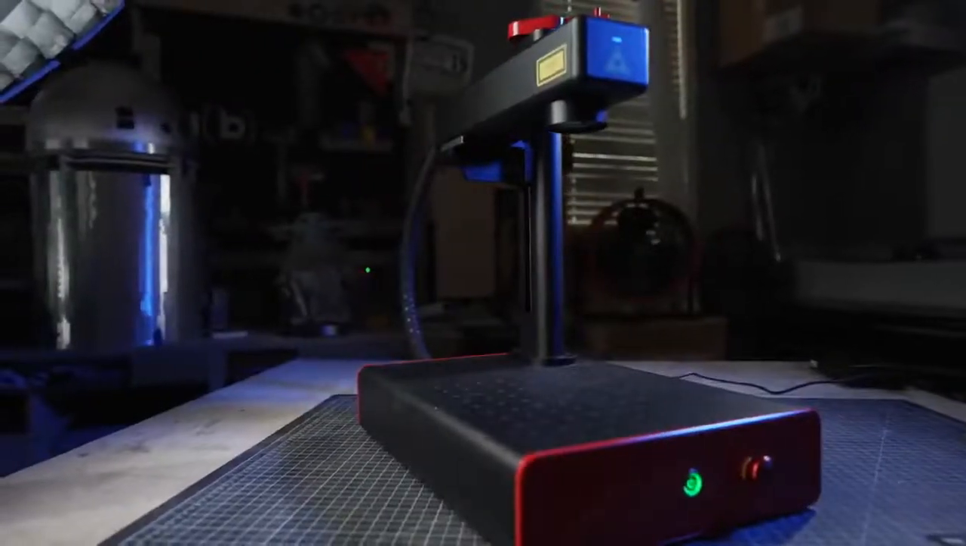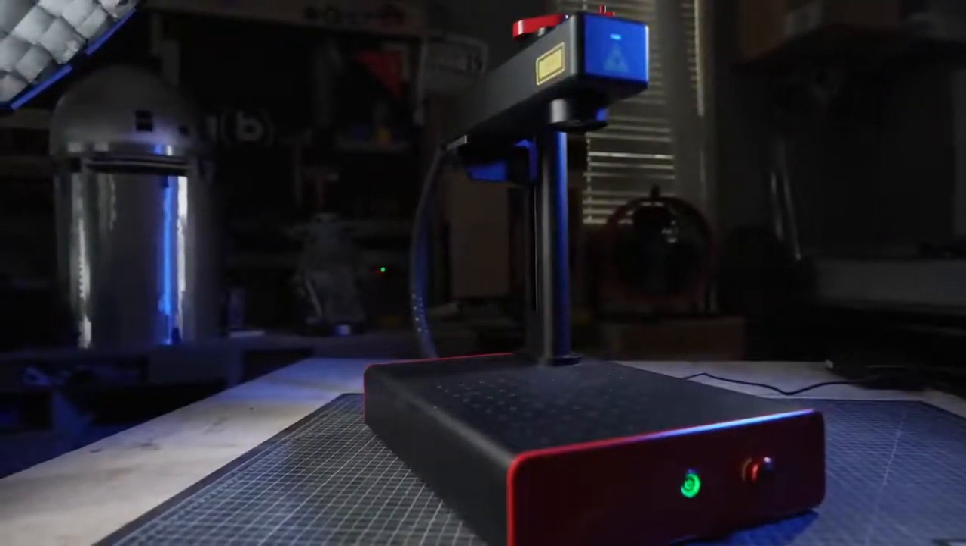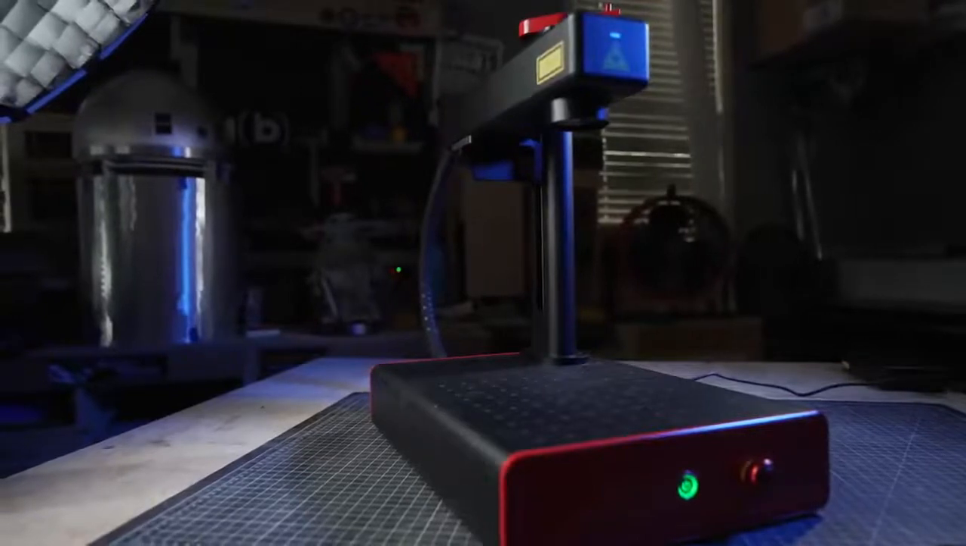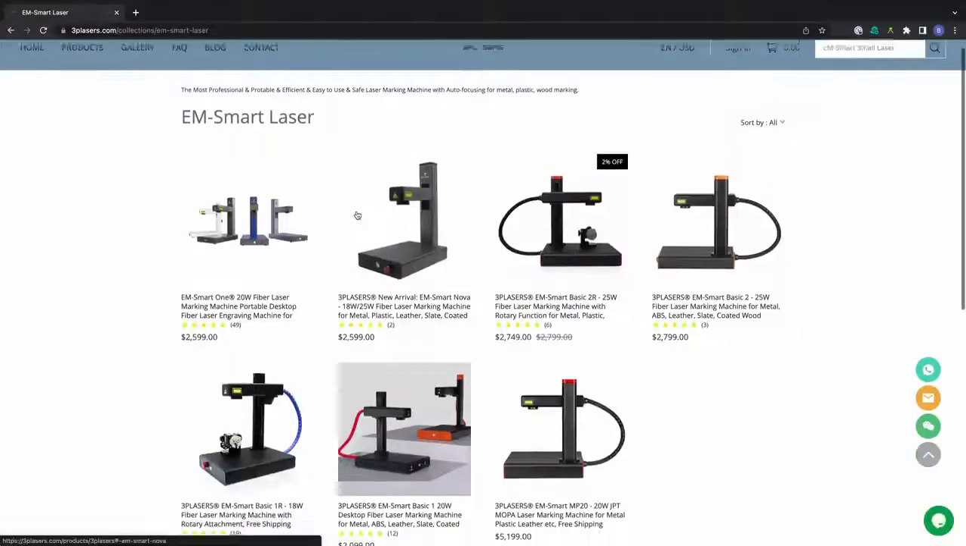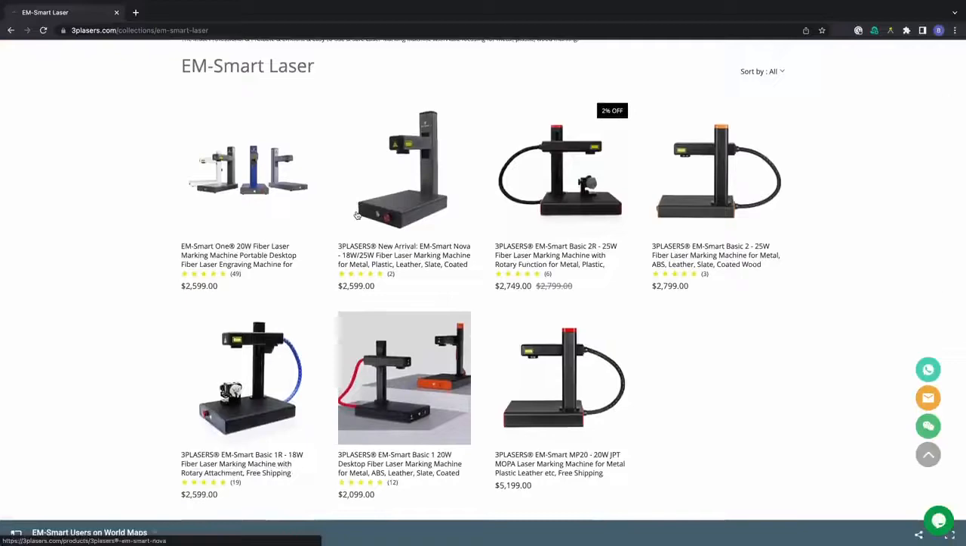So this is a very small form factor fiber style laser, but it actually isn't a fiber laser, and we'll get into that here in a minute. But this is coming from 3P Lasers. This is from their EM Smart line. And they actually have several different EM Smart lasers that are straight up fiber lasers, and fiber lasers are what you're gonna use to be able to engrave directly onto metal.